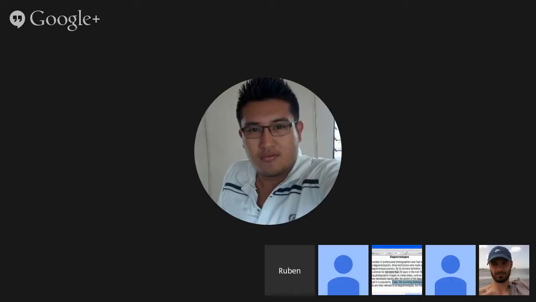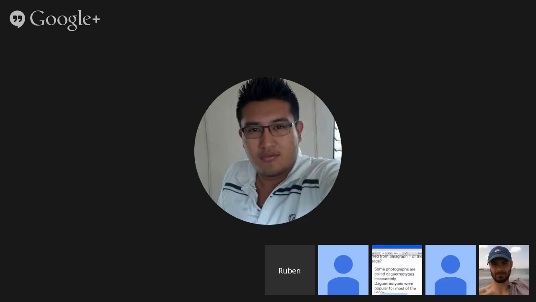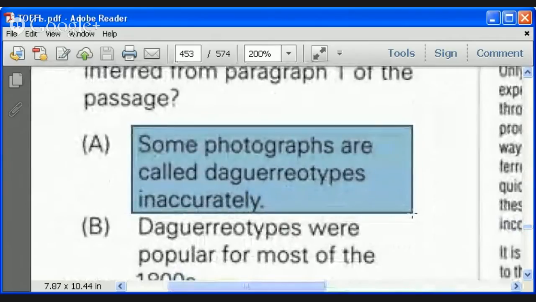And it says at the end, the surviving photographs produced by these methods are often referred to as daguerreotypes, but that designation is incorrect. Yeah, that designation is incorrect. So, okay, this is not even really an inference. That designation is incorrect. So some photographs are called daguerreotypes inaccurately. That's hardly a giant leap of faith. That's hardly an enormous leap of assumption. It's basically right there. This has to be true.